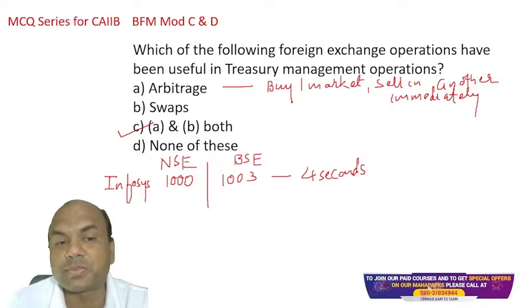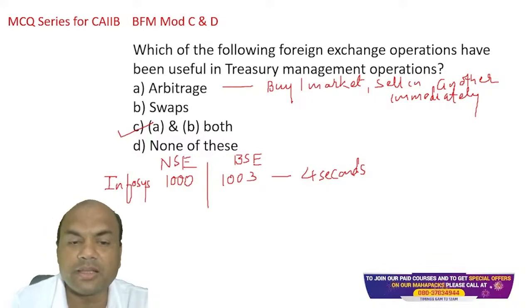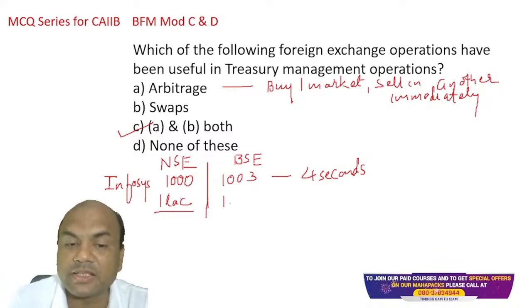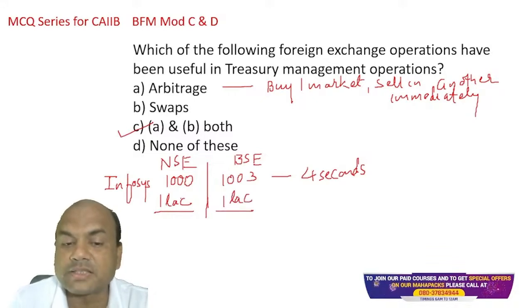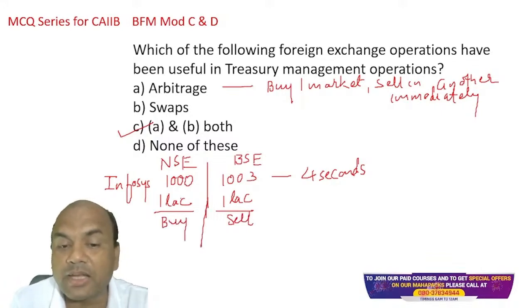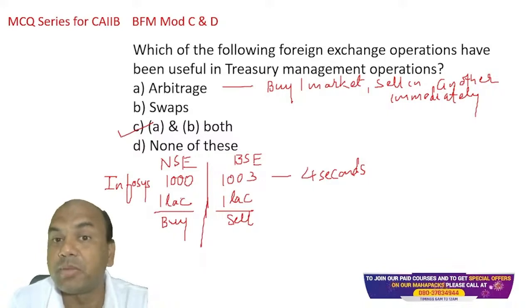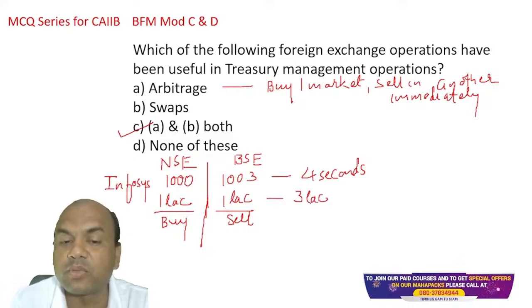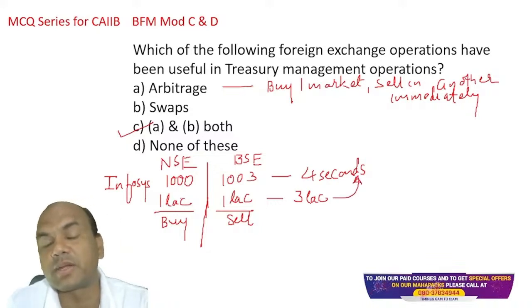Now, if I am the arbitrage person, what will I do? I'll buy 1 lakh shares of Infosys on NSE right now, and I'll sell 1 lakh shares on BSE right now. I do all this in hardly 4 seconds; my computers and internet need to be very fast. So what have I done? I've earned 3 lakh rupees, 3 into 1 lakh, in 4 seconds. That is arbitrage.